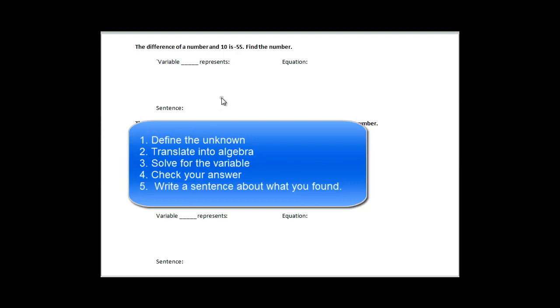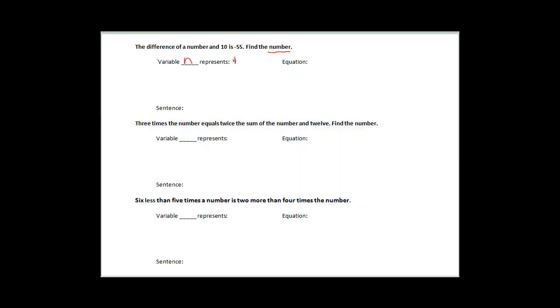So we have this problem, the difference of a number and 10 is negative 55, and it says find the number. Usually when you look at what it asks you to find, you'll be able to figure out what your variable is supposed to be. So I'm going to let the variable be n, and it's going to represent the number. So now we're ready to translate.